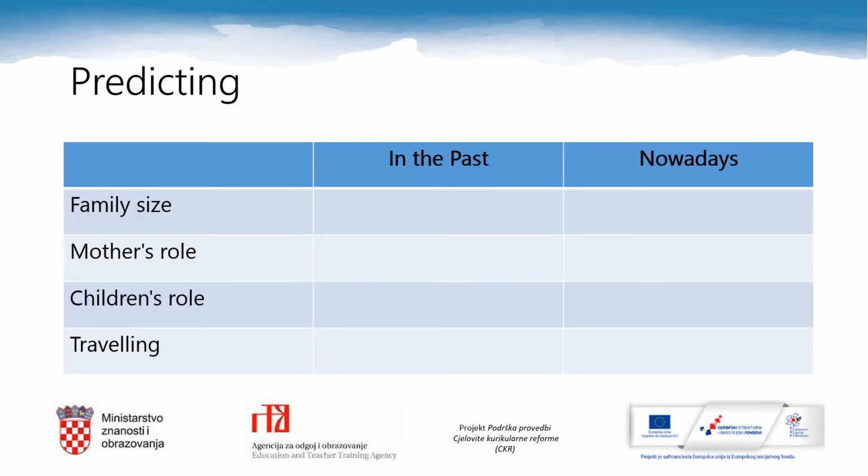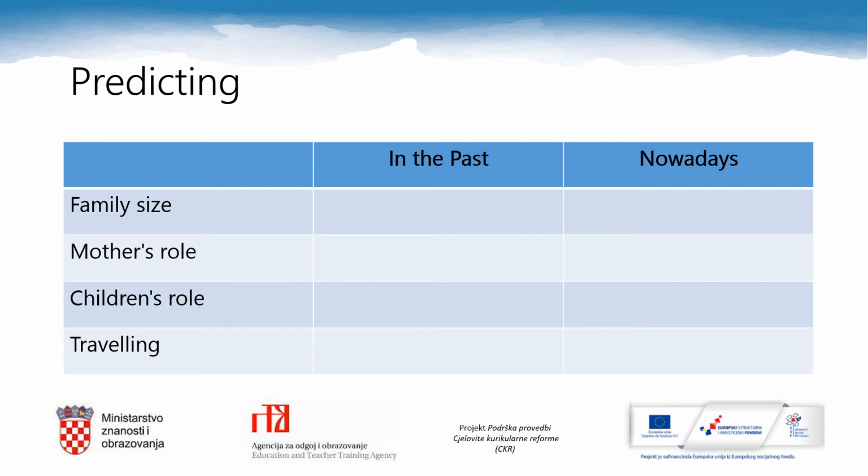Before watching a video about family life in the past and nowadays, let's try to predict what you'll find out. In order to do that, draw the following chart, the table, in your notebooks. Think about family size in the past and nowadays. How many members of the family were there in the past? Were families bigger or smaller?